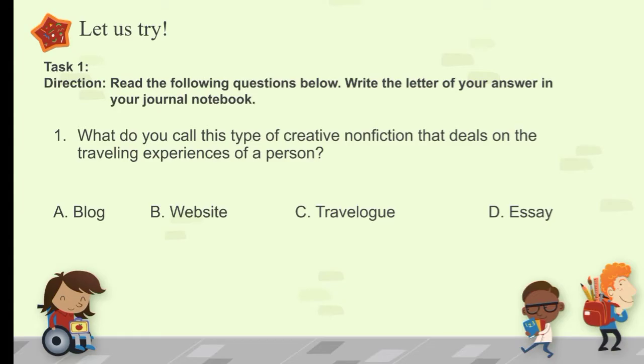And now, let's have your Task 1. This is to check your prior knowledge. Direction: Read the following questions below. Write the letter of your answer in your journal notebook. Number 1. What do you call this type of creative nonfiction that deals with the traveling experiences of a person? A. Blog. B. Website. C. Travelogue. D. Essay.